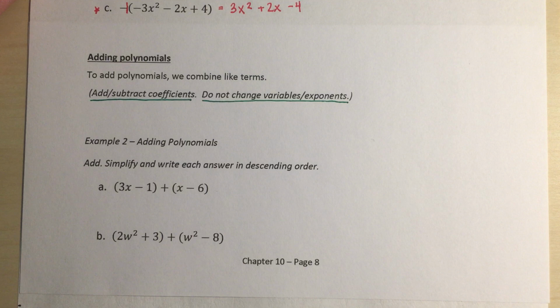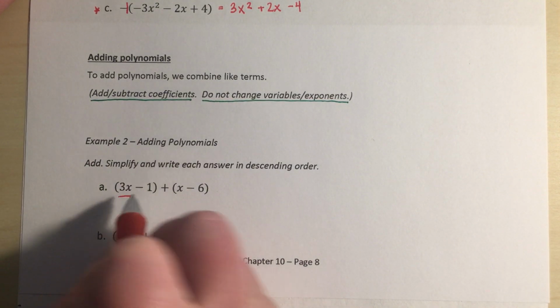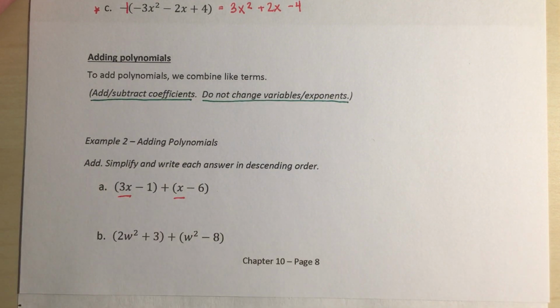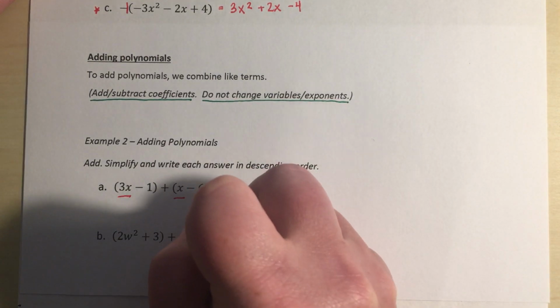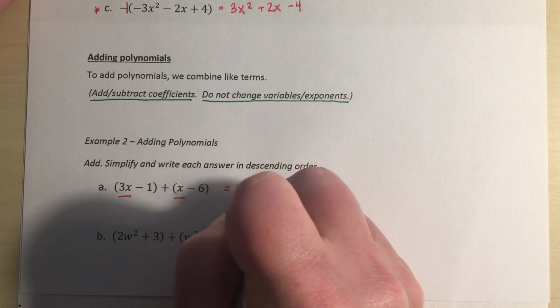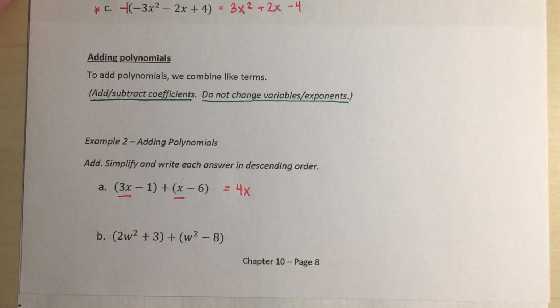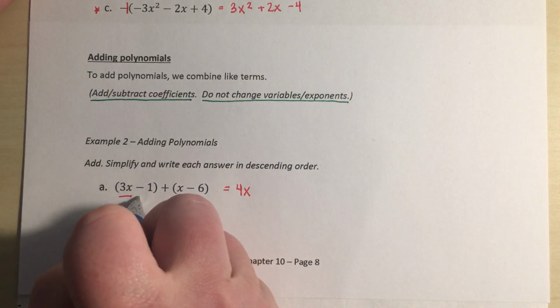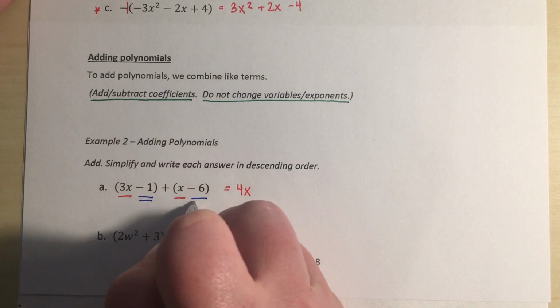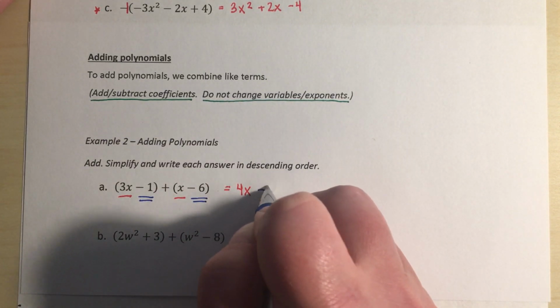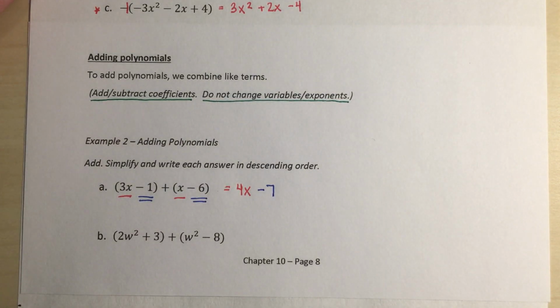So we're going to start. We're going to write our answer in descending order, so we're going to start with our highest degree term, again, the one with the largest exponent. The largest exponent we have is that invisible one for those x's. So 3x plus x is going to give us 4x. Then this -1 and -6, same sign, so we add, it stays negative, we have -7.